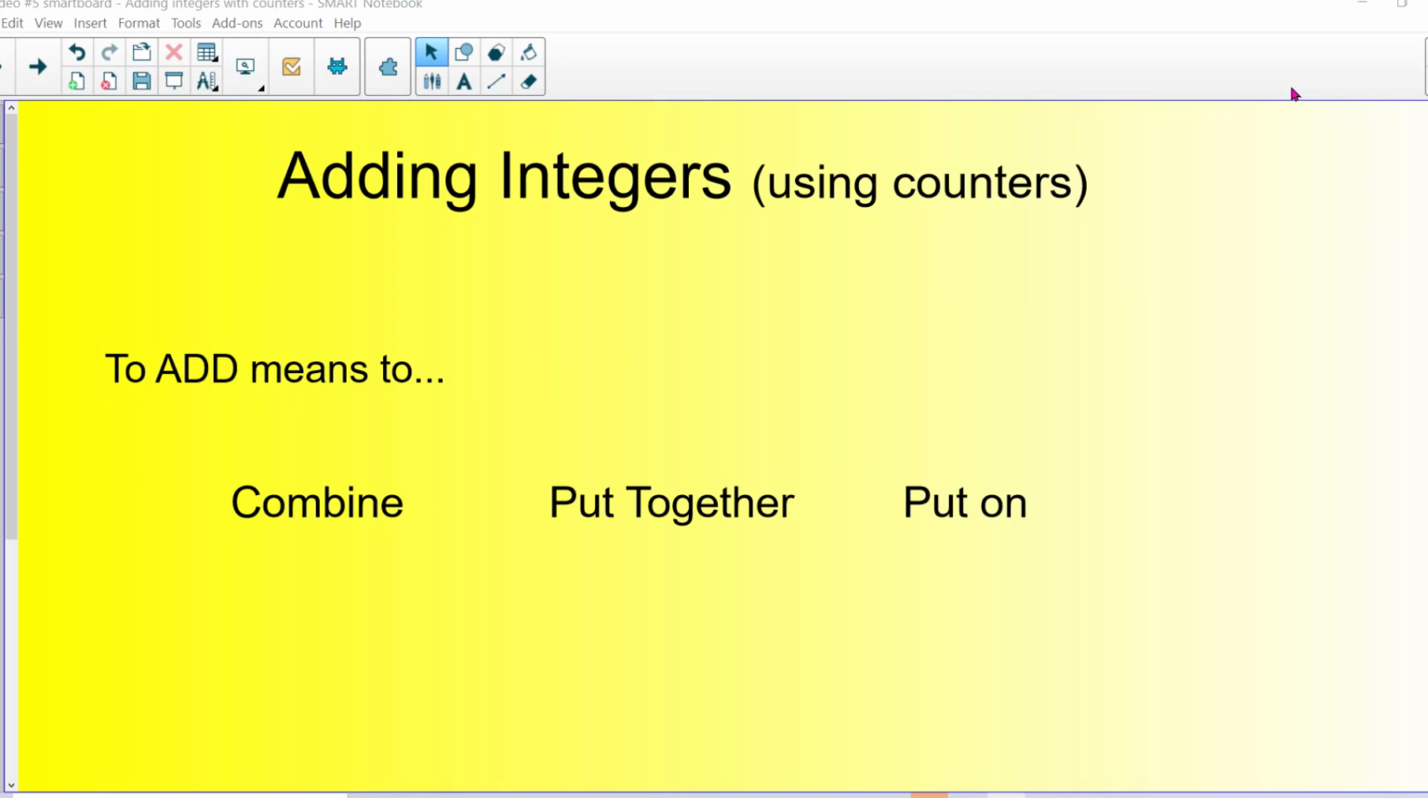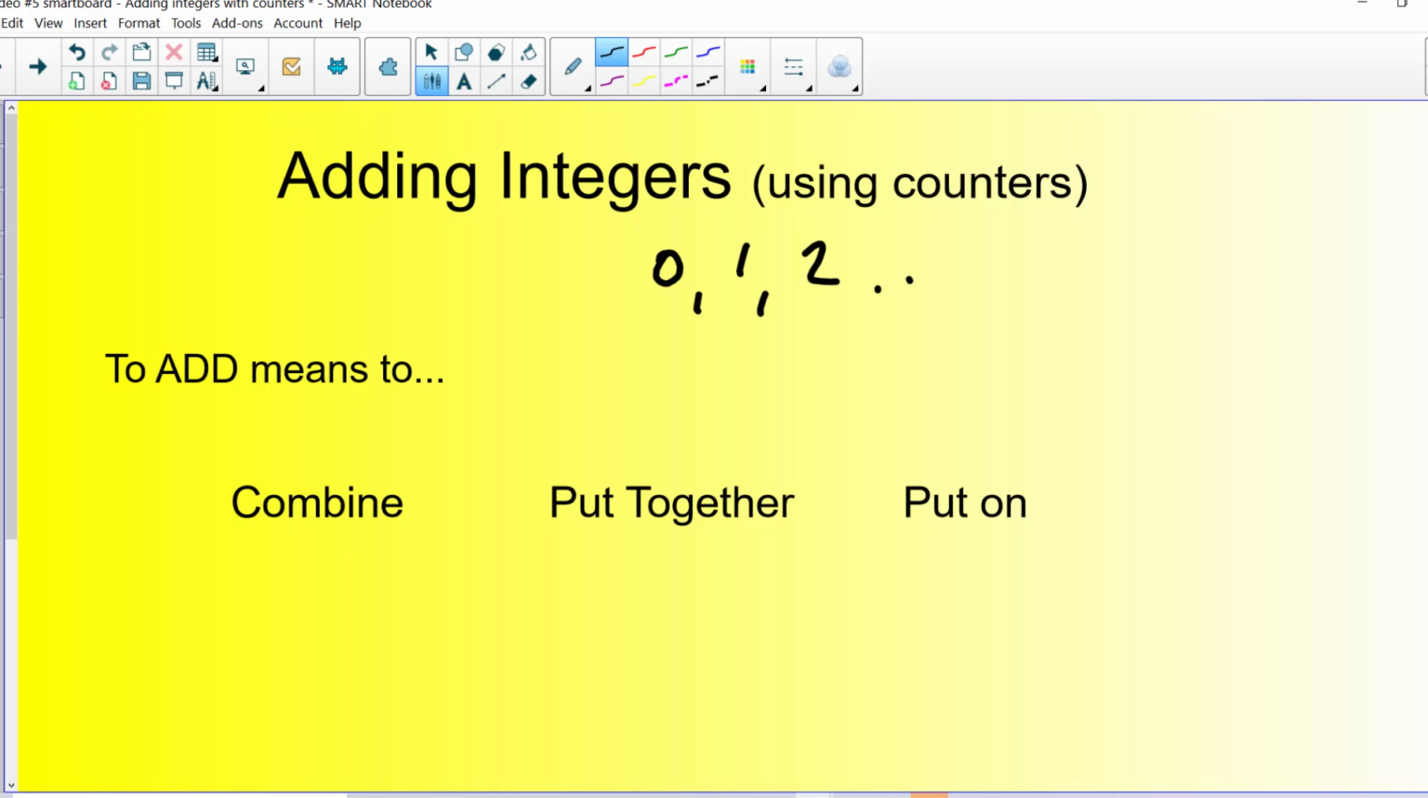Adding integers. Remember what an integer is. It is all of the whole numbers, so that would include 0, 1, 2, and on, and their opposites like -1, -2, and on. So what does add mean? What are some other words that we can use to mean add? Here are some I've written down. To combine, if I'm putting things together, combining things, or one that we'll use especially when we're using counters is to put on. So I may start with one number and then I'm going to put on, or add, the second number.